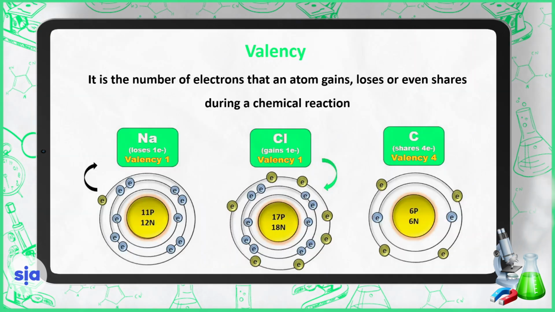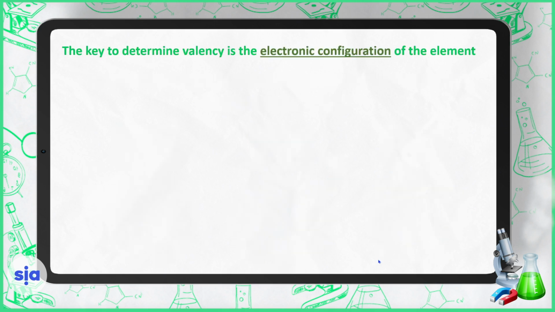So, for example, sodium tends to lose 1 electron, so its valency is 1. Chlorine tends to gain 1 electron, so its valency is 1. Carbon valency is 4 because it shares. The key to determine valency is the electronic configuration of the element.